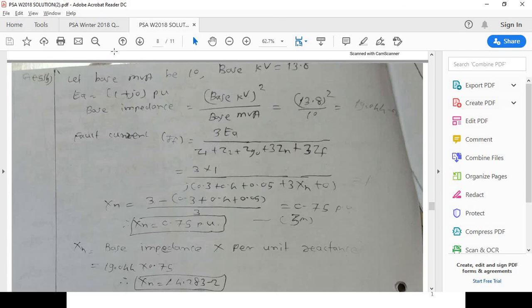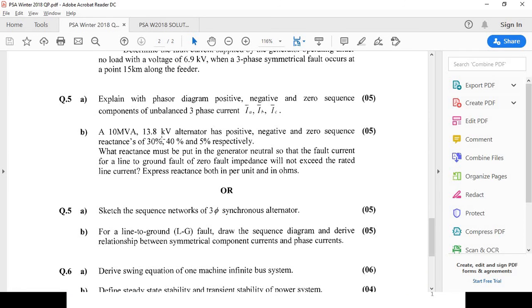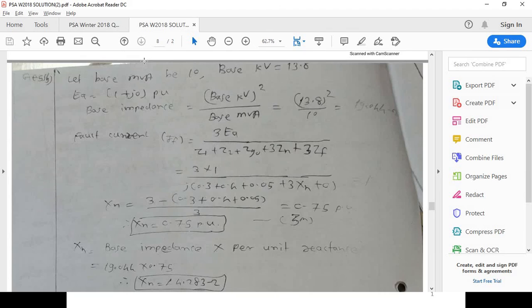So let base MVA be 10. That is, we consider the power to be 10 MVA.